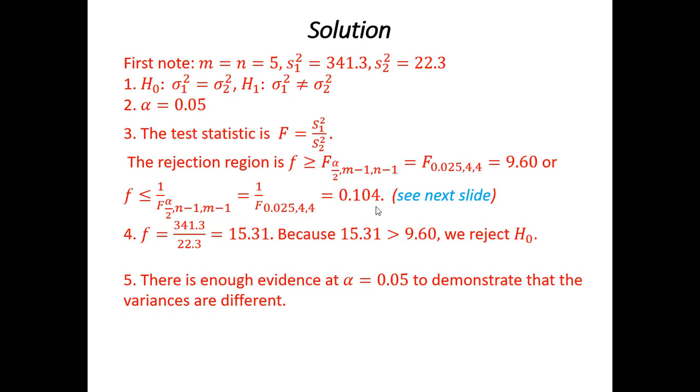We calculate the F statistic. It's 15.31, and that's, you can see, much higher than this critical value here. So we're out there in the right tail of this F distribution in the critical region. So here's a case where we would reject the null hypothesis. So we could conclude that there's enough evidence at alpha equals 0.05 to demonstrate that the variances are different. So if there was a 2-sample t-test for the means, this would tell us that we would need to use the case where the variances are not equal.